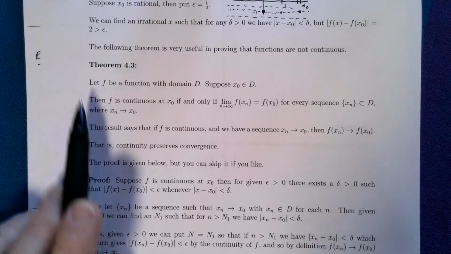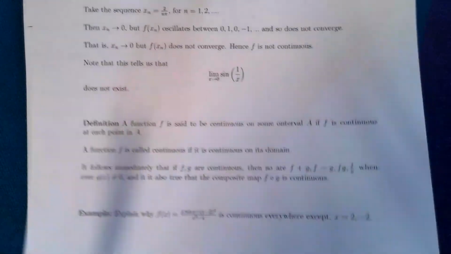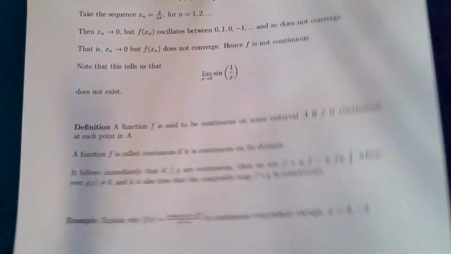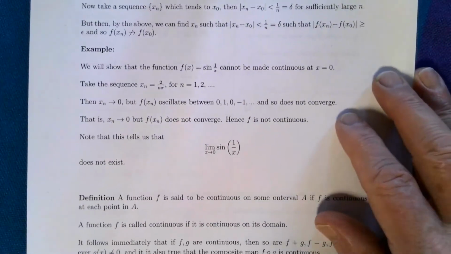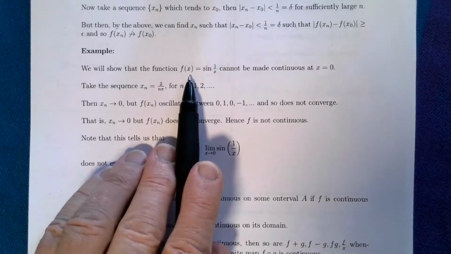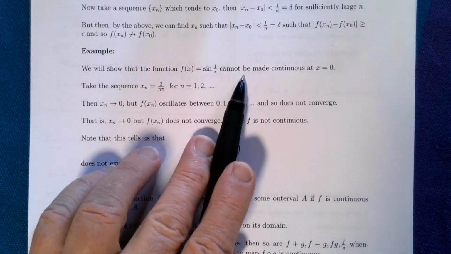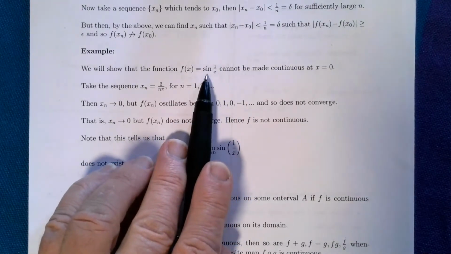We're going to use this result finally to analyze this function f of x is sine 1 on x, which we've mentioned before. So here's our example. We're going to look at this function sine 1 on x, and I'm going to show that it cannot be made continuous at x is naught. In other words, the limit of this thing as x goes to 0 does not exist.